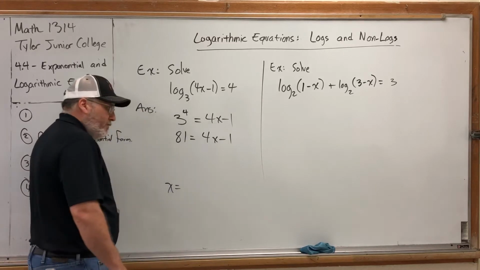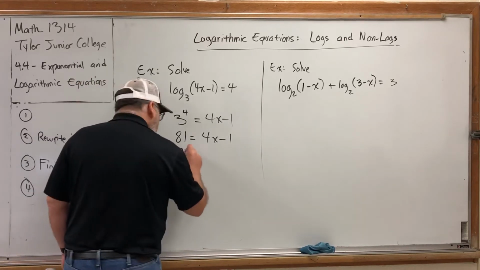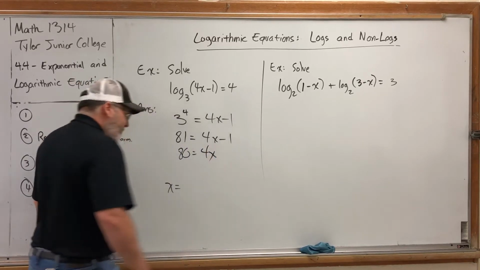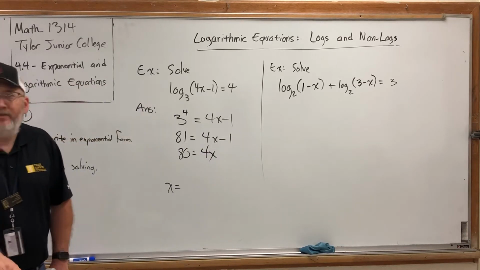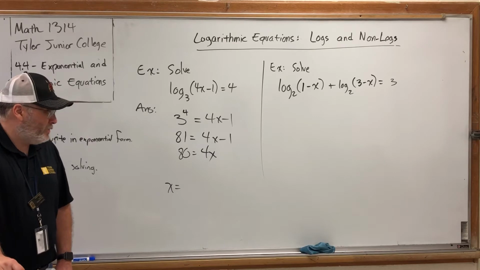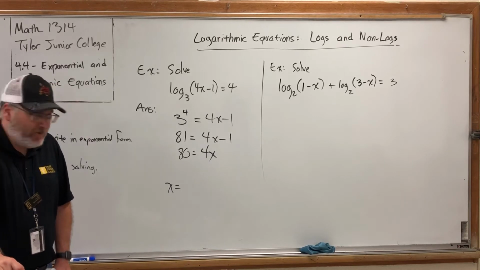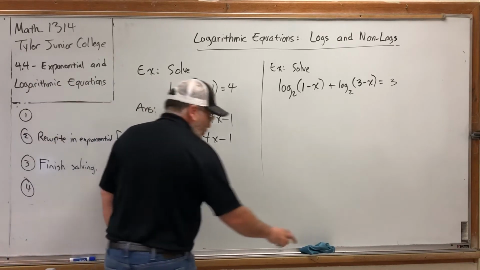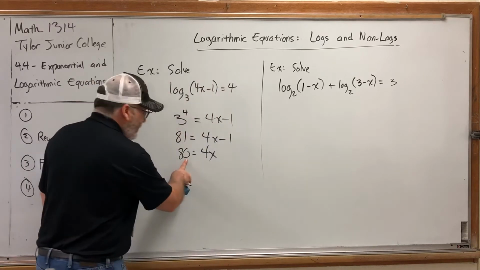Oh, by the way, watch this. I can't tell you how many people I see do that. It's wrong. 81 minus 1 is 80. I don't disagree with that, but you shouldn't be doing 81 minus 1. What should this number be?